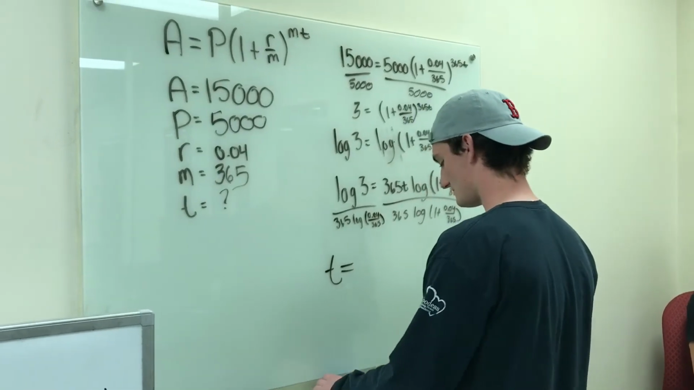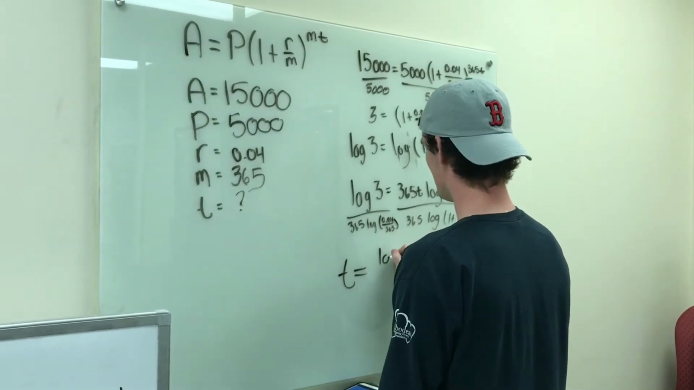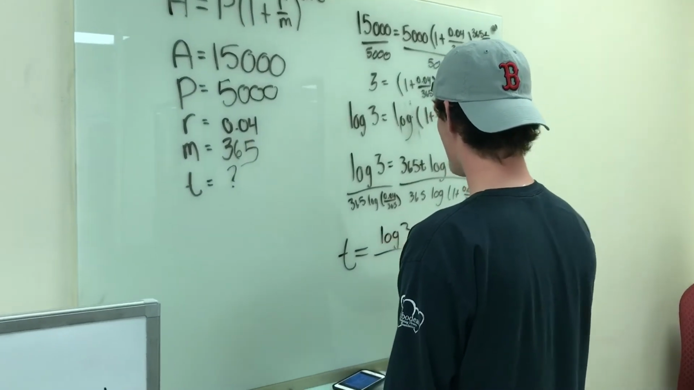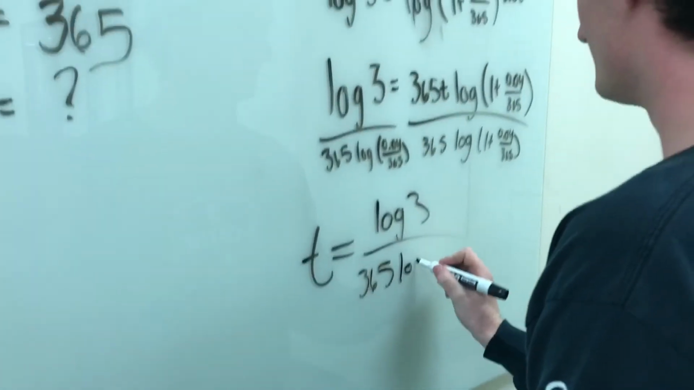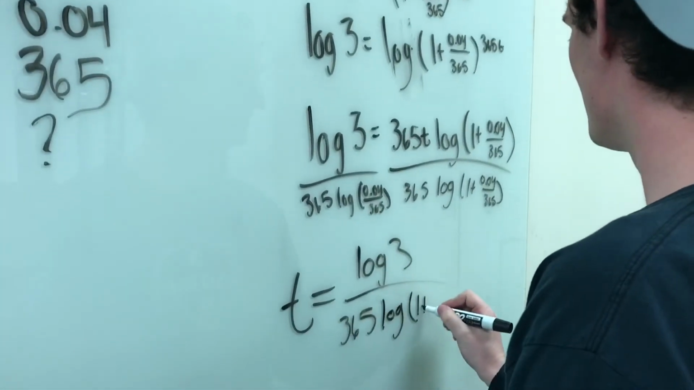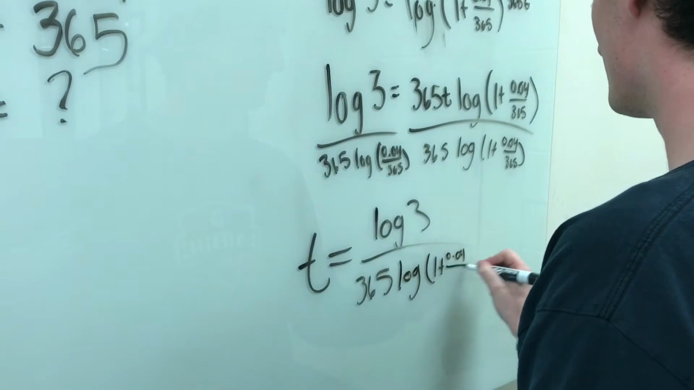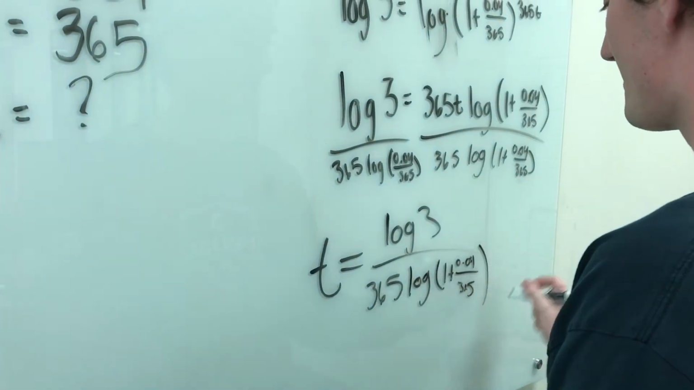equals log 3 all over 365 log of 1 plus 0.04 over 365.